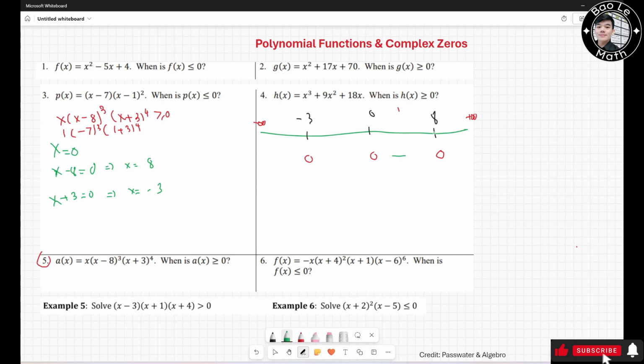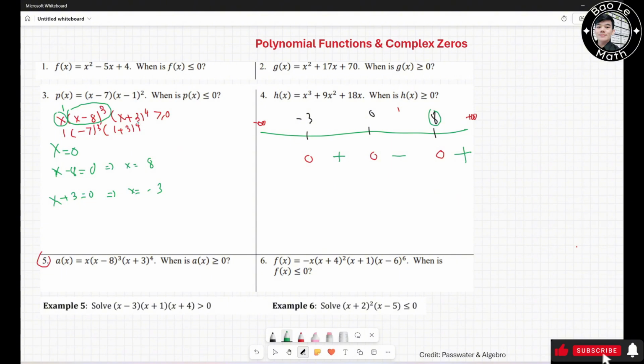Okay. Now I look at the factor right here, s minus 8 to the power of 3. So when we see the odd power, the sign keeps changing. Alright, so this one is negative, this one must be positive. Now go back to 0 right here, which means the zero of this factor. This one has power of 1, right? So the sign keeps changing right here.